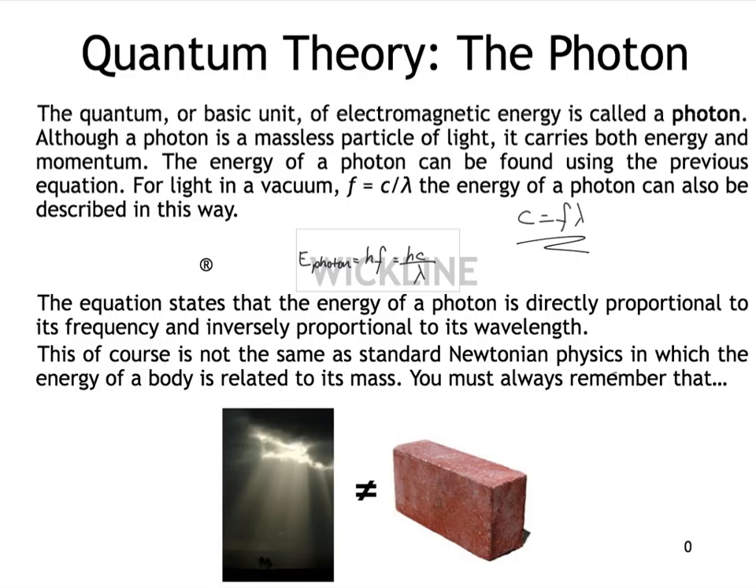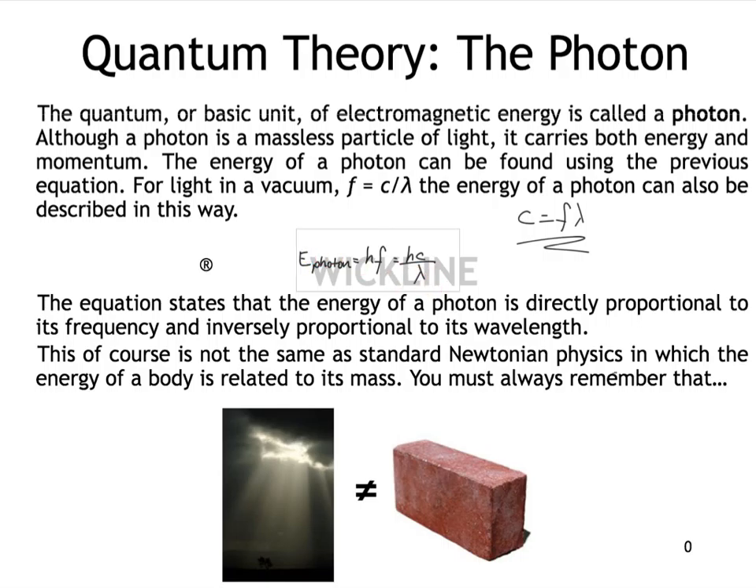So this equation states that the energy of a photon is directly proportional to its frequency. You can see that right here. So energy and frequency are directly proportional. The more frequency, the more energy. But it also says that it's inversely proportional to its wavelength. So the more frequency, the more energy, but the more wavelength, the less energy.